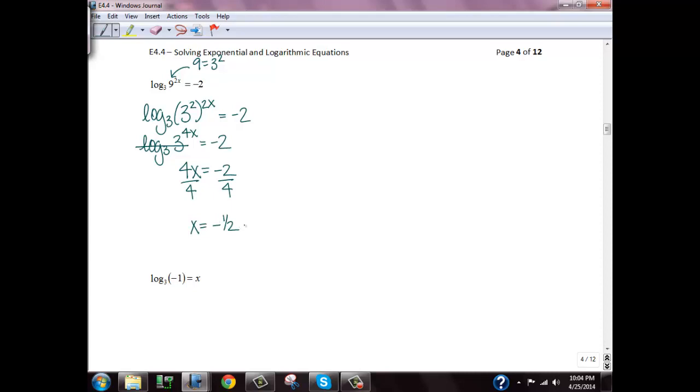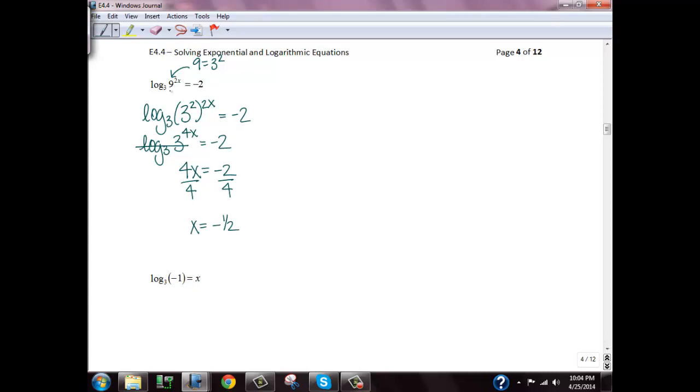Now notice I didn't draw a pink arrow on this one. The reason is, although my x looks like it's inside the log, it's actually an exponent. And it's okay to have negative exponents, it's okay to have 0 exponents, and it's okay to have positive exponents. As long as the variable is in the exponent, we don't have to check our solution.